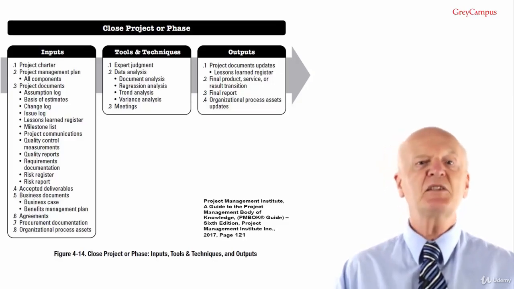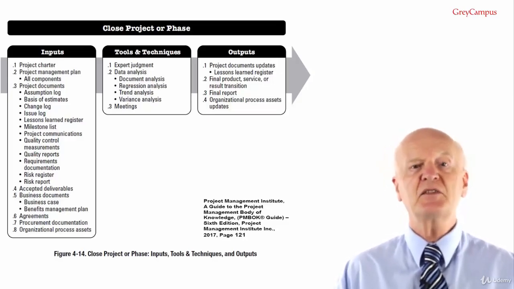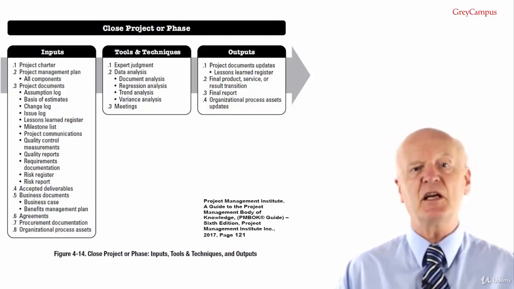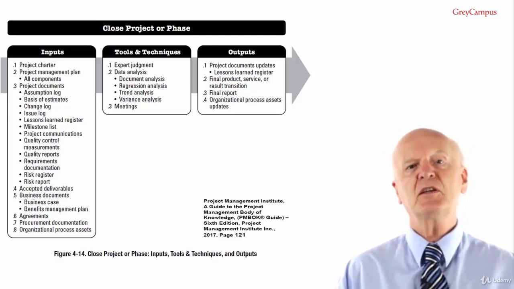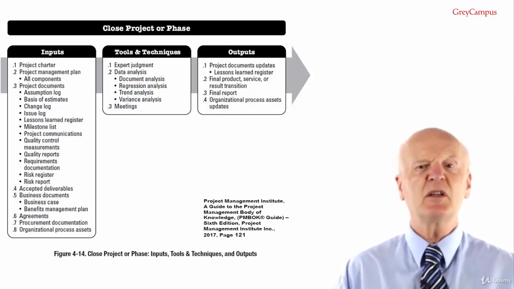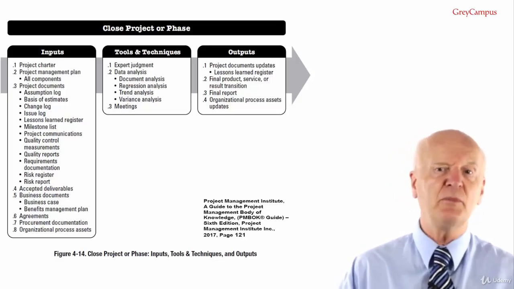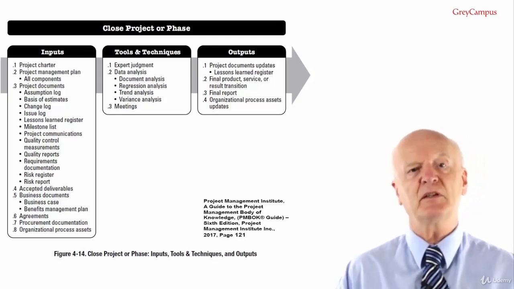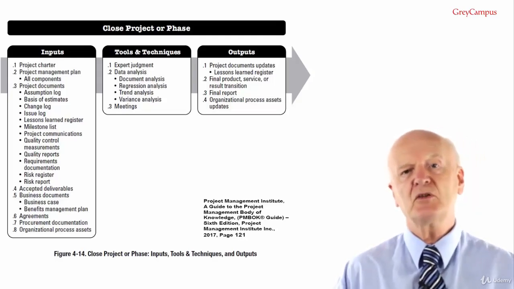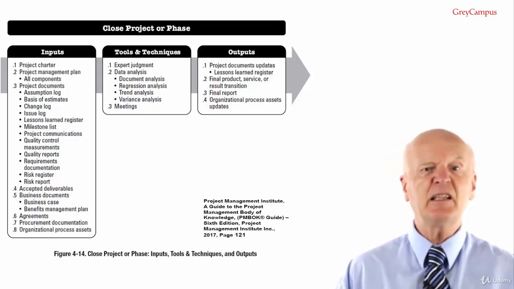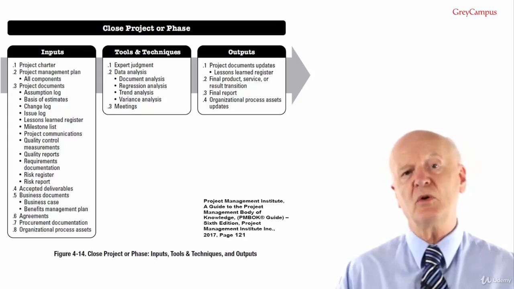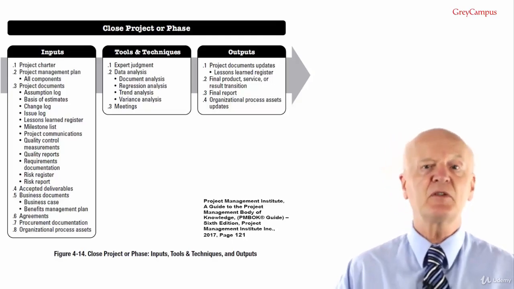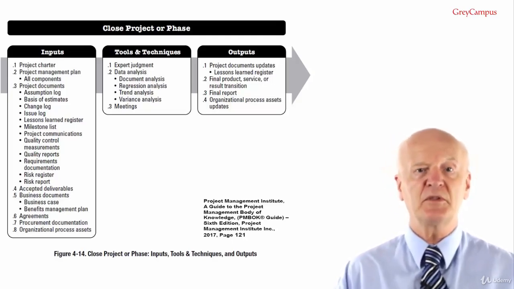Milestone list. The milestone list shows the final dates on which the project milestones have been accomplished. Project communications. Project communications include any and all communications that have been created throughout the project. Quality control measures. They document the results of control quality activities and demonstrate compliance with quality requirements.